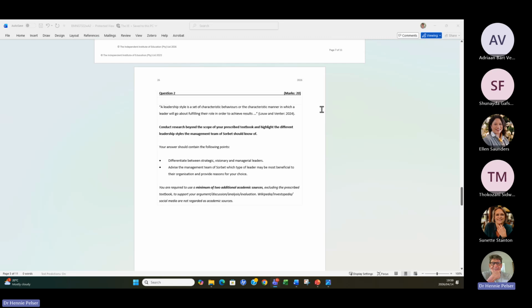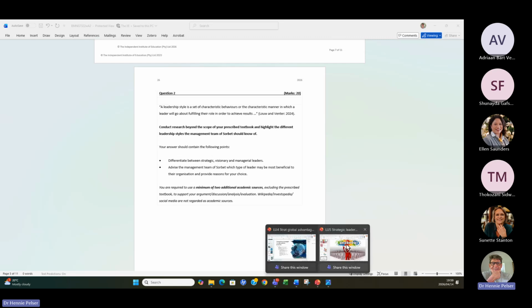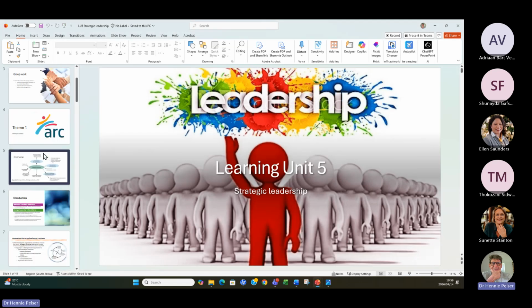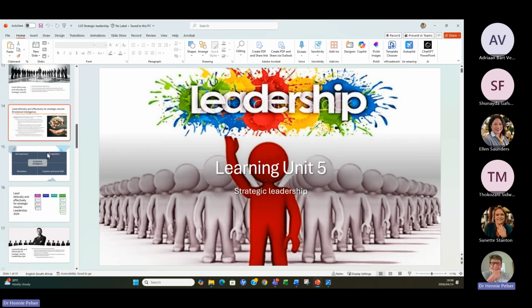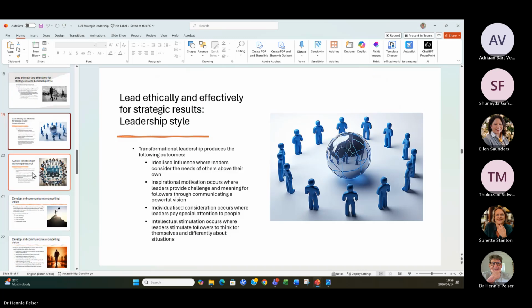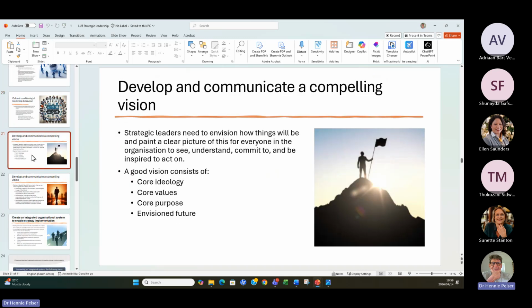Right, so question two, and you can see this is 20 marks in total. We talk about strategic, visionary, and managerial leaders. So we're looking at Learning Unit 5 here. So you just have to look for a comparison. So there's your initial strategic leader discussion. The key difference between strategic leaders, managerial leaders, and visionary leaders.